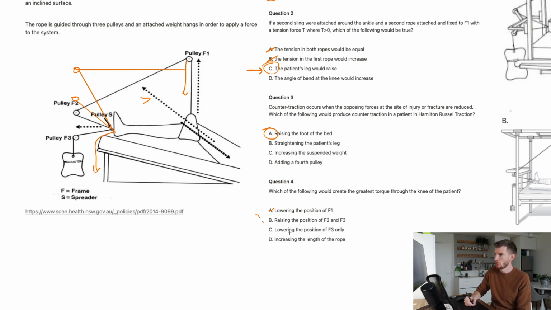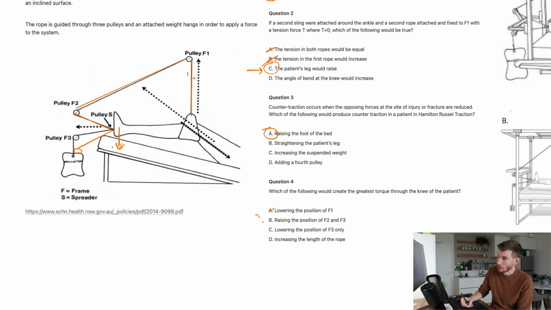With C, lowering the position of F3 only. Now what would happen in this case, I'll get rid of all of these, is F3 would go down, everything else stays the same. So what is that actually going to do? That is going to pull downwards even more on the ankle, like that. And then as a result of that, everything else will stay pretty much fixed like this.